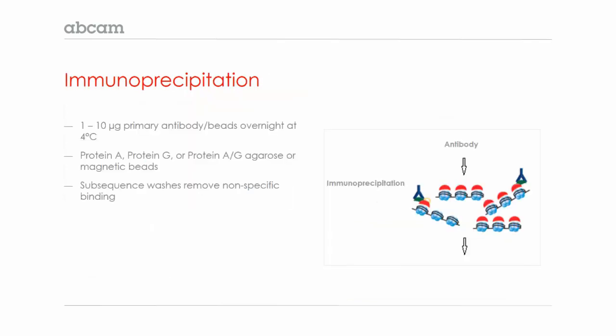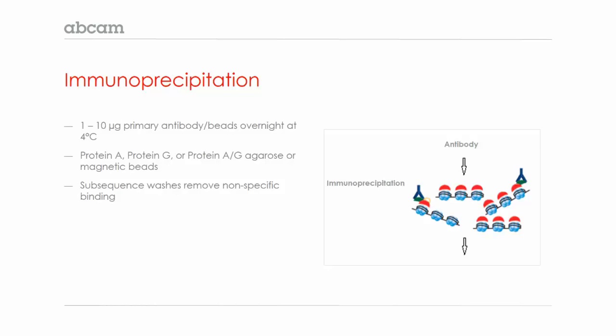The next step is the immunoprecipitation. This is where you add a specific antibody to bind the protein bound to DNA and then pull it down. The amount of antibody needs to be optimized, and ChIP typically requires a large amount of antibody, anywhere from 1 to 10 micrograms.